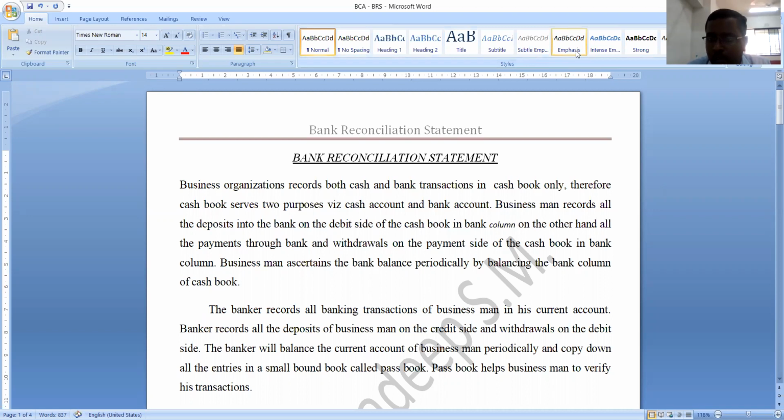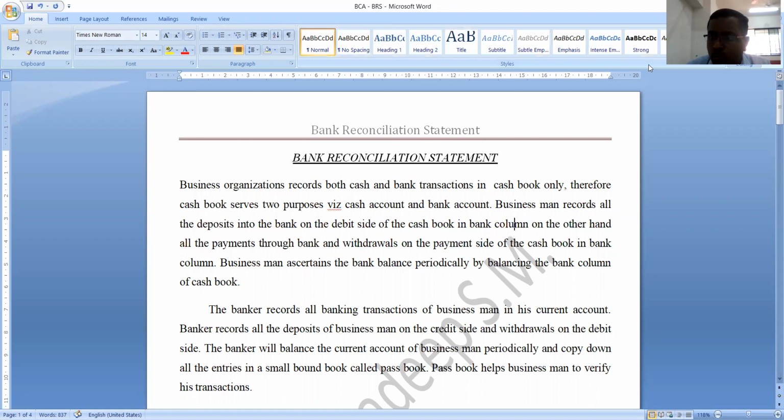I told you what the features of both the methods are and how we should prepare the asset account and depreciation account. These are the things we discussed in my previous videos, depreciation part 1 and depreciation part 2. Today's class is all about another concept of this module, that is bank reconciliation statement.